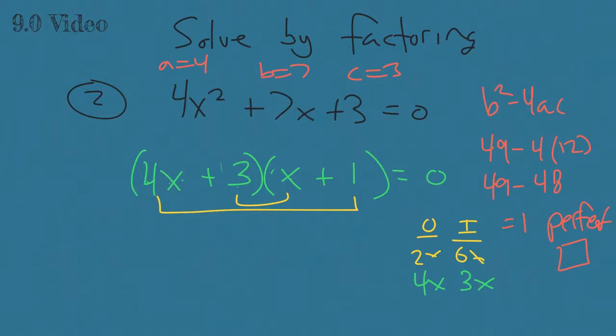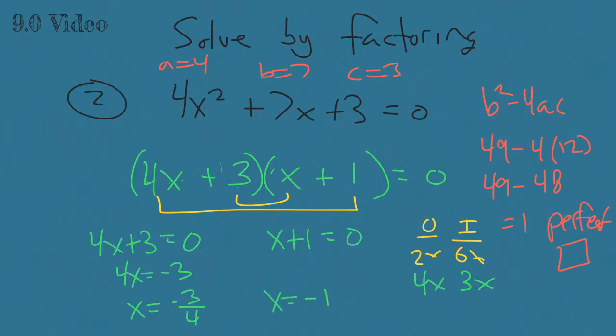So now that I've factored it, I'm going to set each factor equal to 0. 4x plus 3 equals 0, and x plus 1 equals 0. So here I subtract 3, I get 4x equals negative 3, so x equals negative 3/4. And here I get x equals negative 1. Those are my two answers.